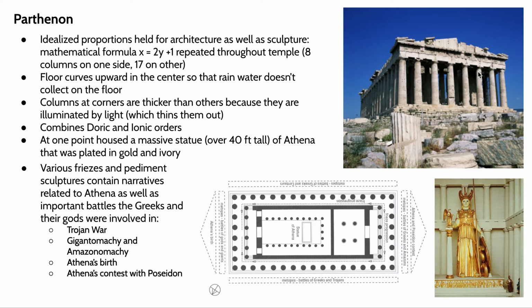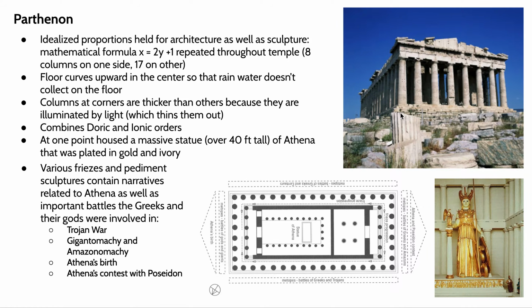It's convex, so it slightly bubbles upwards so that when it rains, the water doesn't collect on the surface of the temple floor on the stylobate. We saw something similar with the White Temple and ziggurat in ancient Mesopotamia. The columns at the corners are also slightly thicker than the ones that are not, because the Greeks thought that when the light hit the building there would be some distortion, and the light would diminish the appearance of these.